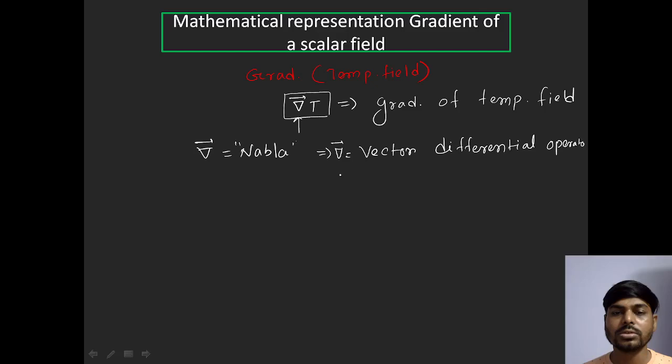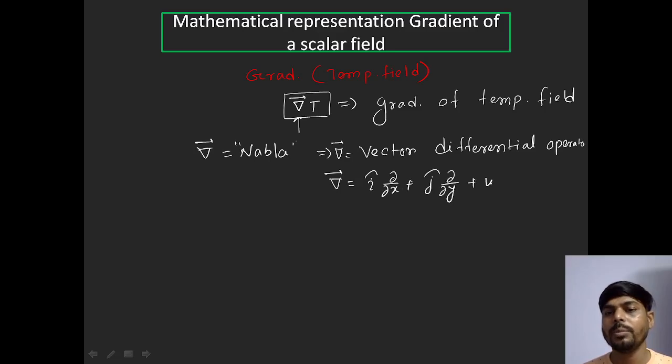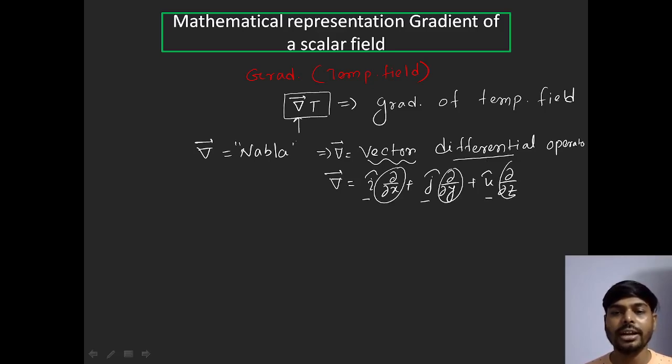Why is it called so? Because the expression of nabla is very important. Sometimes it is directly asked, what is the expression of nabla? Nabla is i cap del/del x plus j cap del/del y plus k cap del/del z. So why is it vector? Because there are i cap, j cap, k cap. Differential, because there are del/del x, del/del y and del/del z. And why is it called the operator? Because it operates on a scalar field or scalar function.